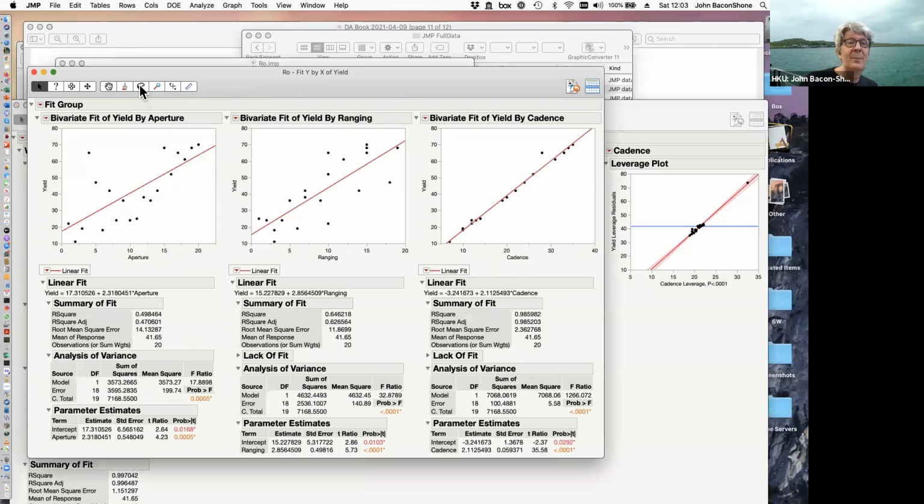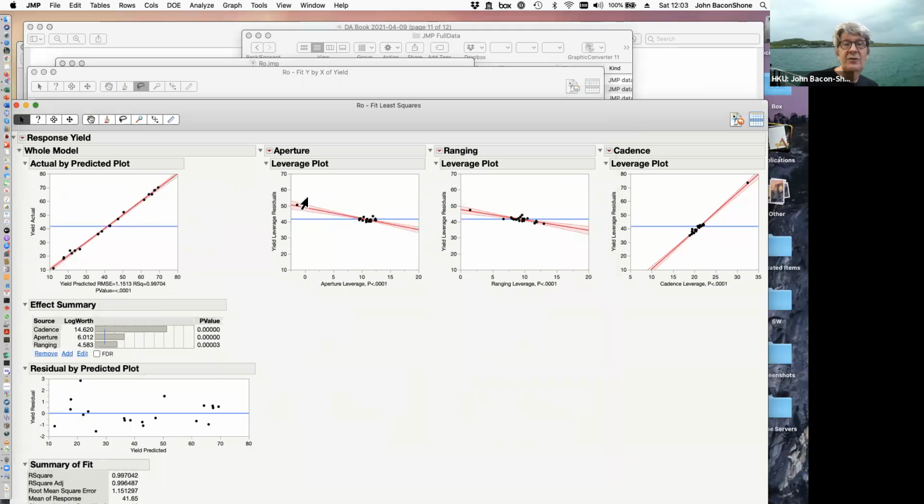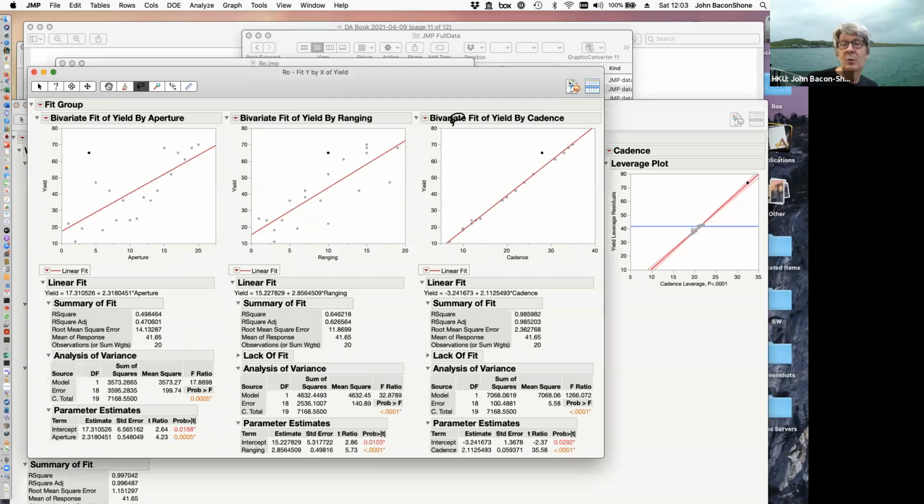If I bring up my lasso, I can lasso that particular data point. Sorry, I've lost my lasso. If I take my lasso, I can lasso data point 20. So you'll see it's highlighted in all my windows. I can see that's actually the one that didn't fit cadence very well, didn't fit ranging particularly well, and it didn't fit aperture particularly well.